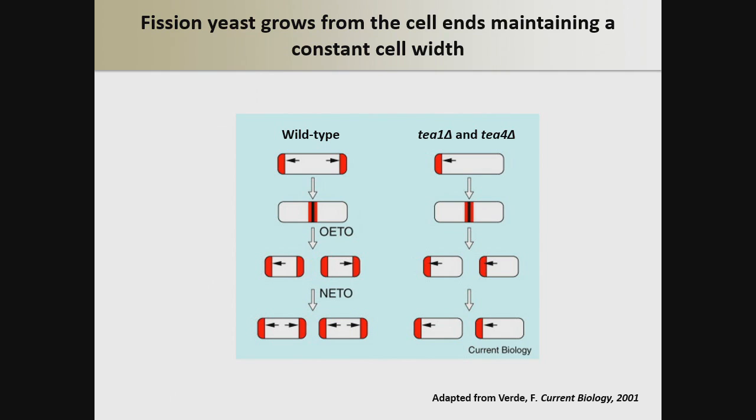The example you're seeing here is mutations in the polarity factors Tea1 and Tea4, and these are polarity factors distributed to the cell tips by microtubules. And when you don't have these polarity factors, the cells fail to activate growth at the second end, resulting in monopolar growth.